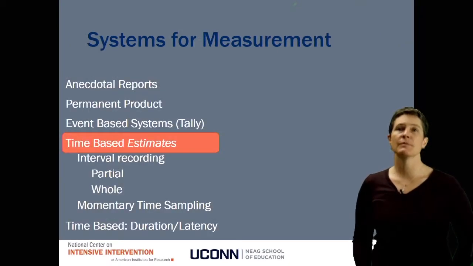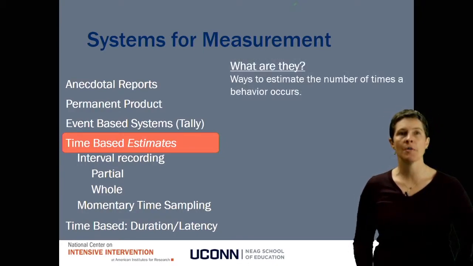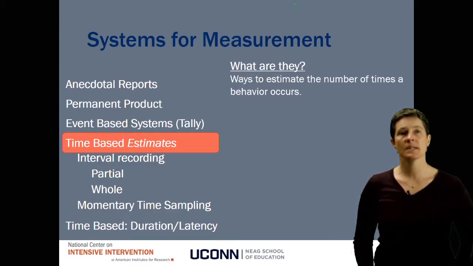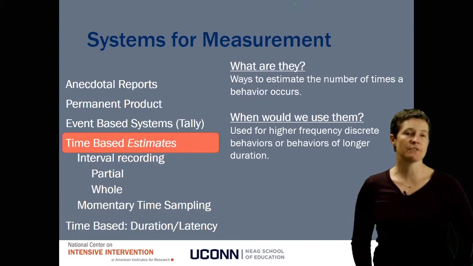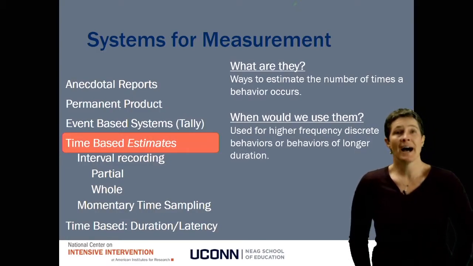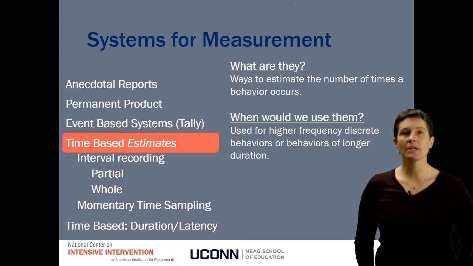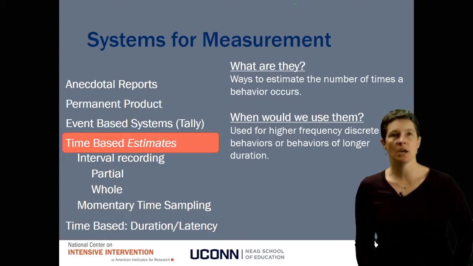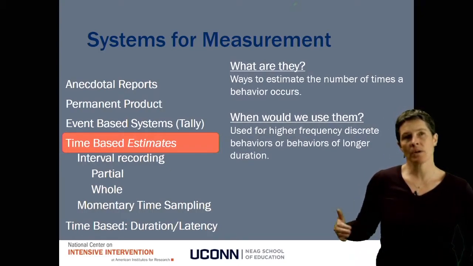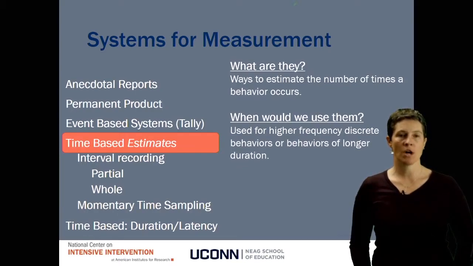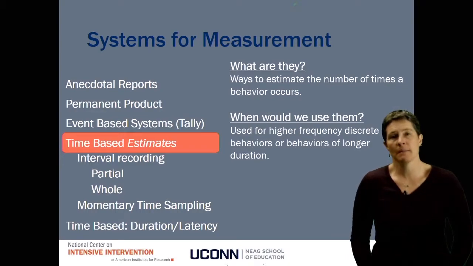All right, the next system of measurement we're going to talk about is time-based estimates. So in this case, we're not trying to actually count how many times a behavior occurs. We're really looking to just estimate how much of the time is a student engaged in this behavior. So it's not as precise, but it does give us the opportunity to measure different types of behaviors. So we can use this for those high frequency discrete behaviors that just happen too often and make it hard to count. Or we can use it for behaviors that are a longer duration, things like being on or off task that are hard to count with a discrete tally, but that we could estimate how much time a student is on or off task. And there's two different primary ways to do this.